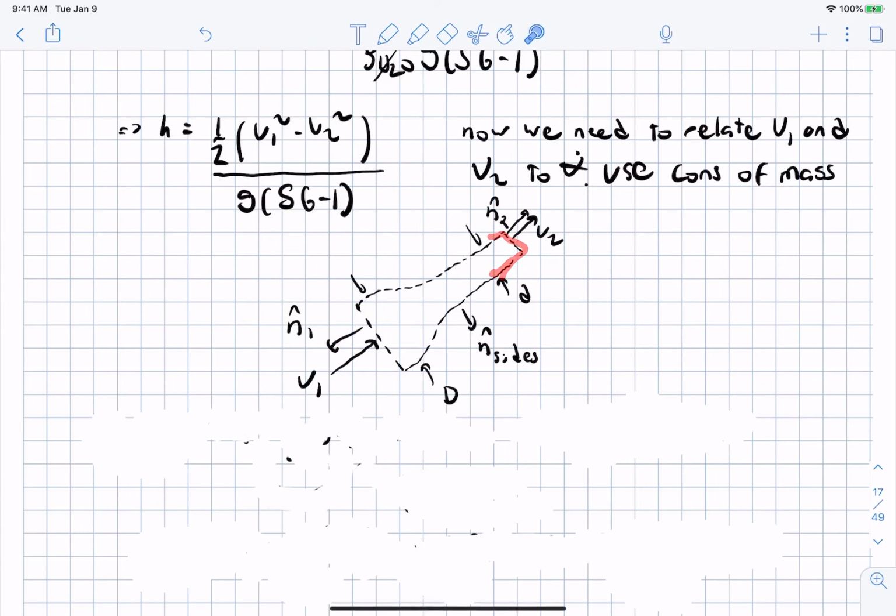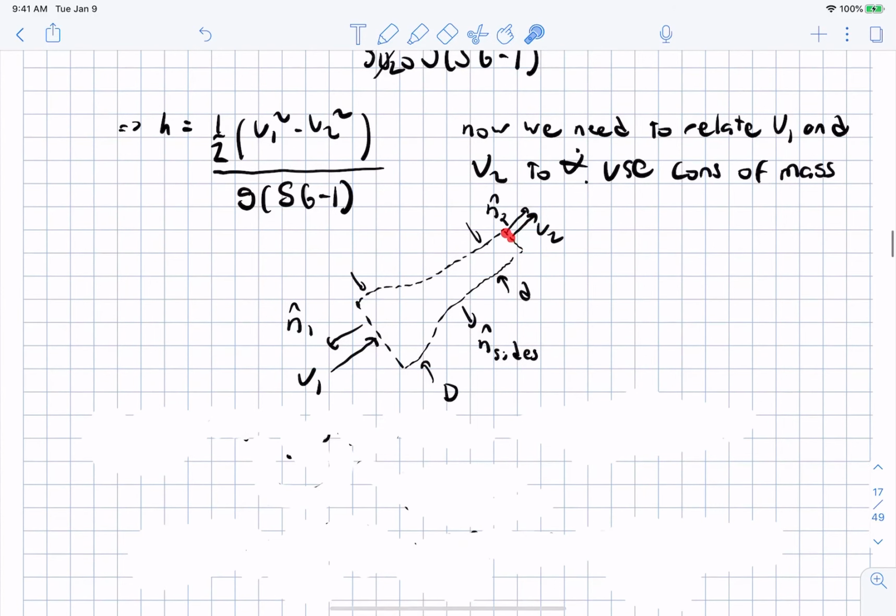So as we go around on station 2, n hat 2 points up and to the right. And we go around, and n hat 1 points down and to the left, and V1 goes in, and we have the impermeable walls. Okay, so again, the control volume looks essentially the same as it did before, only it's basically rotated up by some angle theta.